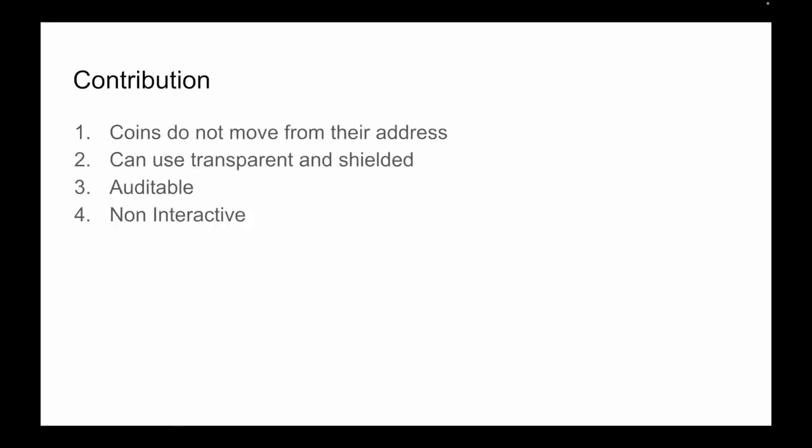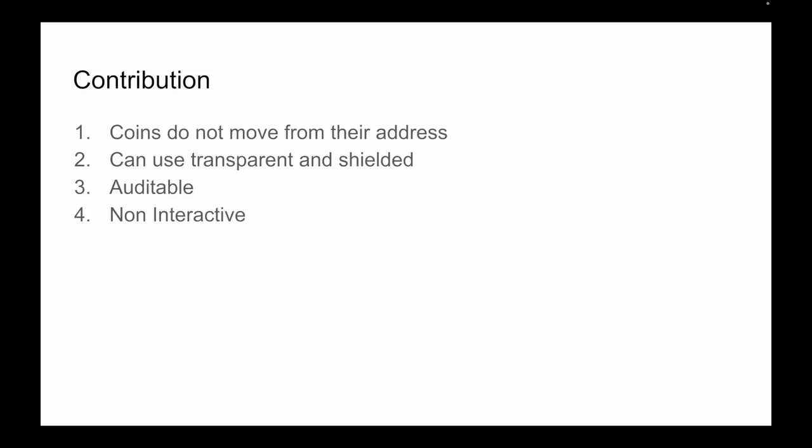So the contribution of this proof of balance proposal is fourfold, right? First one is that you don't need to move the coins. You can leave the coins where they are. So if they are in a transparent address, well, obviously it's going to be seen by other people, so the problem remains the same if you use a transparent address. But if you use a shielded address, then you are not going to reveal the history.